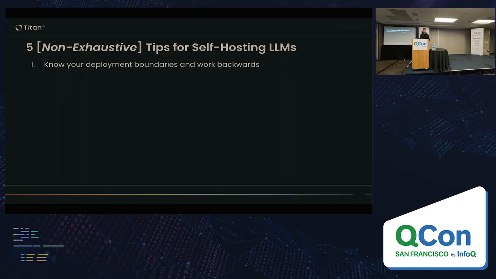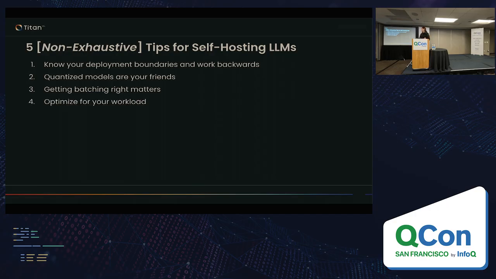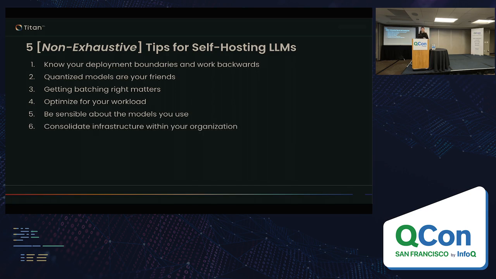The first one is know your deployment boundaries and work backwards. Quantized models are your friends. Getting batching right really, really matters. Optimize for your workload. So that goes back to what I said earlier about you can do optimizations that they just can't. Be sensible about the models you use. And then finally, consolidate infrastructure within your org. These are the top tips that I'm going to talk through now for the rest of the session.